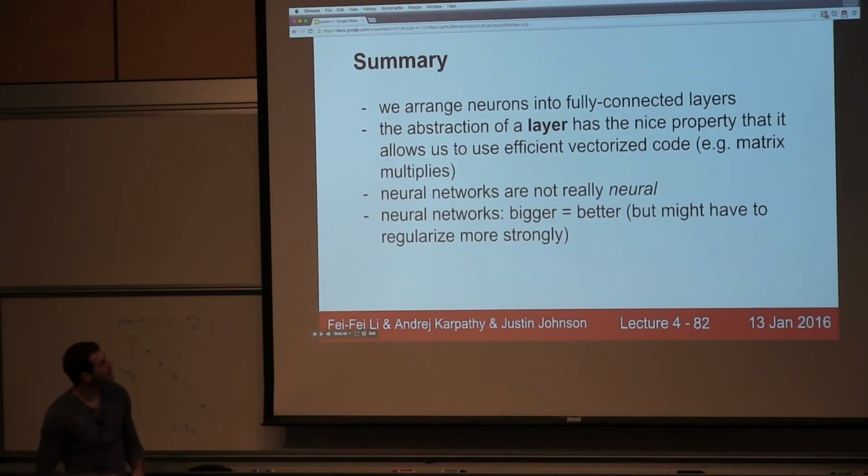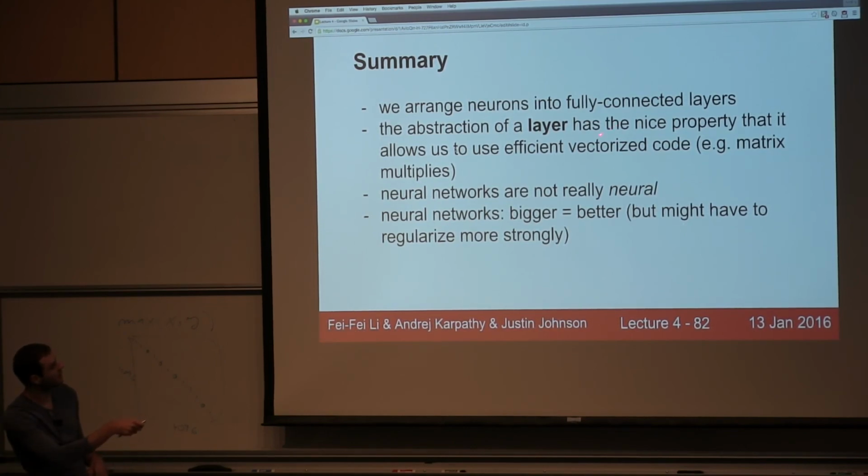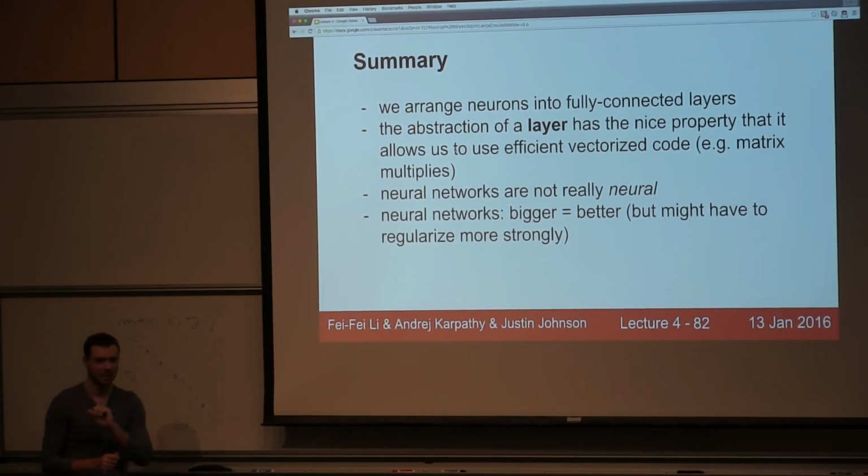Okay, and so as a summary, we arranged these neurons into neural networks with fully connected layers. We've looked at backprop and how this gets chained in computational graphs, and they're not really neural. And as we'll see soon, the bigger the better, and we'll go into that a lot. I want to take questions before I end. Were there any questions?